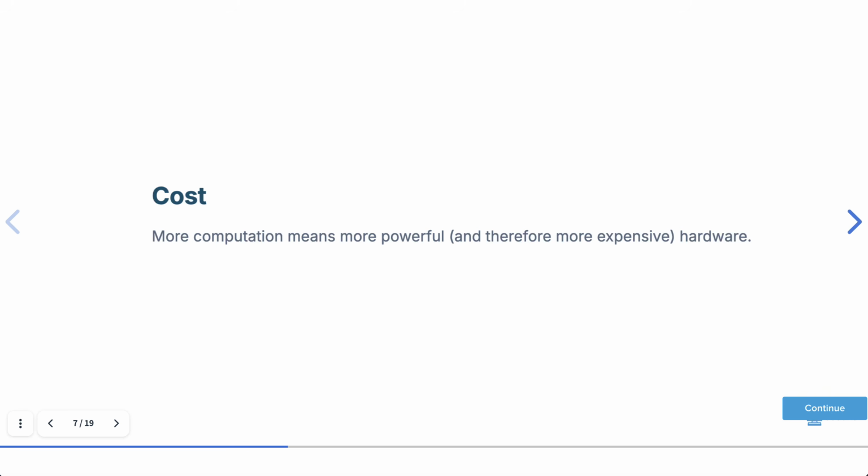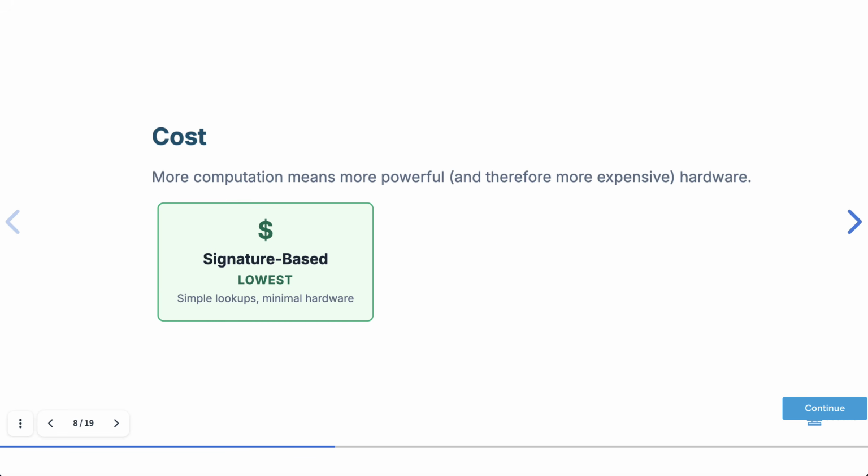Cost. More computation means more powerful and therefore more expensive hardware. Detection systems don't just cost money to buy, they cost money to run. Hardware, electricity, licensing, and staff to manage alerts all add up.